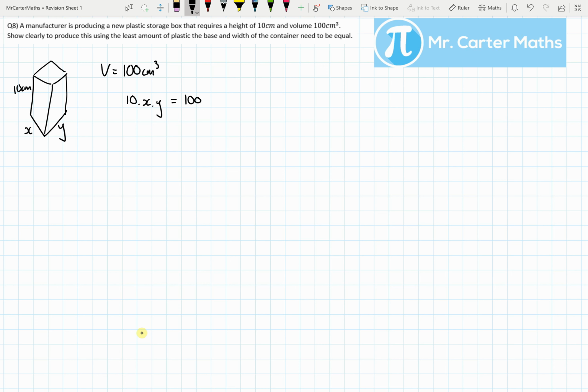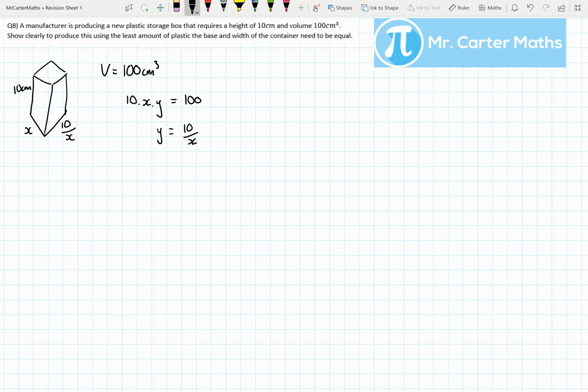So actually I could eliminate one of the variables. I could say y equals, dividing by 10x, 10 over x. I could go ahead and make this a one variable problem. Okay, so I'm looking at a cuboid, very badly drawn, with a height of 10, a base of x, and a width of 10 over x. So I would like to know the least amount of plastic that could be used.